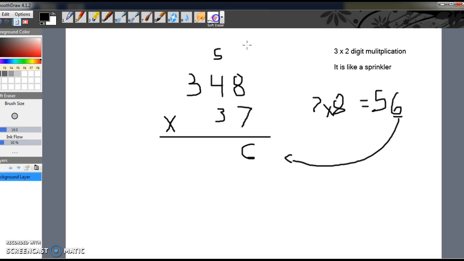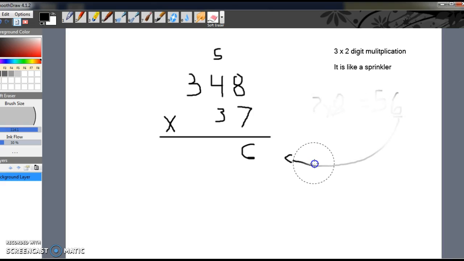So now you have 7 times 8 is 56, and you have a 6 in your answer, and then a 5 above your next place value up here. So you have a 6 in your answer and a 5 in your next place value.